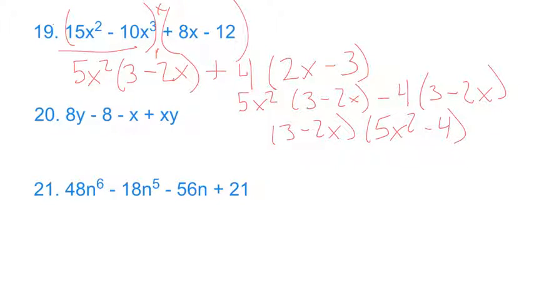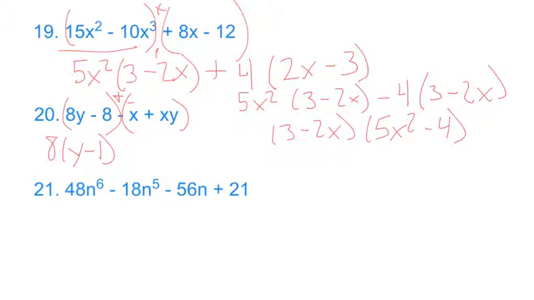Moving on to number 20 here. I'm going to group the first two terms and the last two terms. I'm going to put a plus sign in the middle here, so that's a negative x there. The common factor in the first one here is going to be an 8. So I get an 8(y minus 1). Dividing both of these terms by 8, I end up with y and a 1.